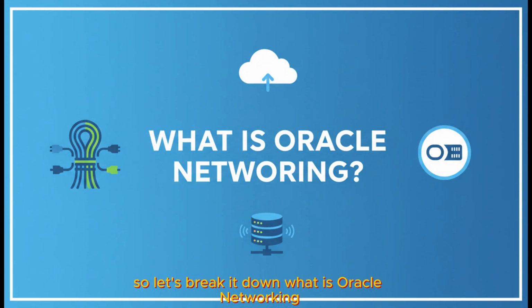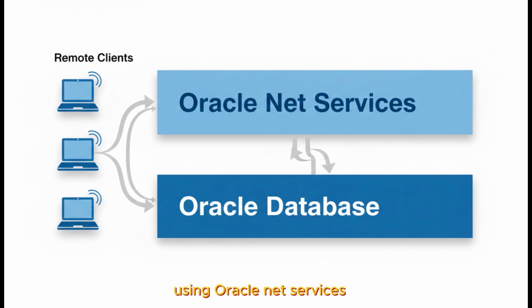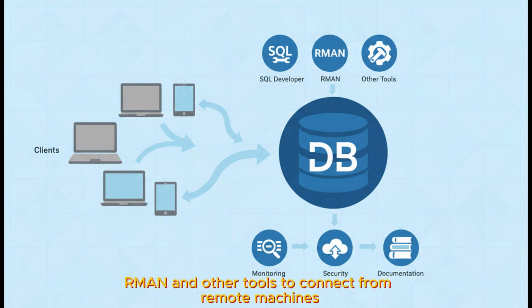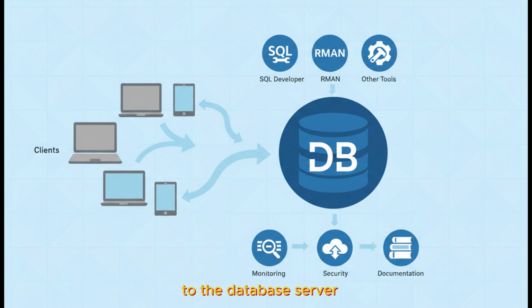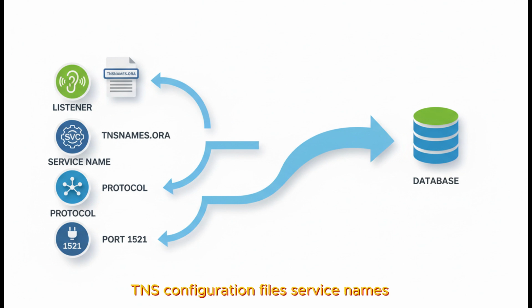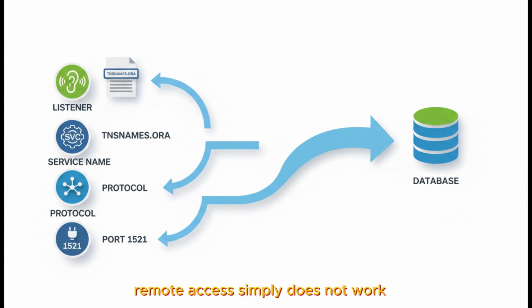What is Oracle networking? Oracle networking is the layer that enables remote connections to the Oracle database using Oracle Net Services. It allows applications, SQL Developer, RMAN, and other tools to connect from remote machines to the database server. This networking layer includes the listener, TNS configuration files, service names, communication protocols, and port configuration, which by default is 1521. Without this layer, remote access simply does not work.